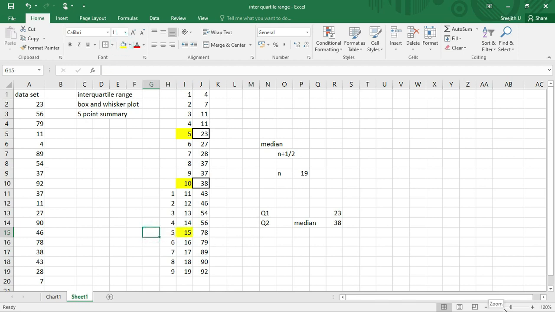Okay, this is the 75th percentile, this is the 25th percentile, this is the 50th percentile. Okay, so your Q3 is 78.